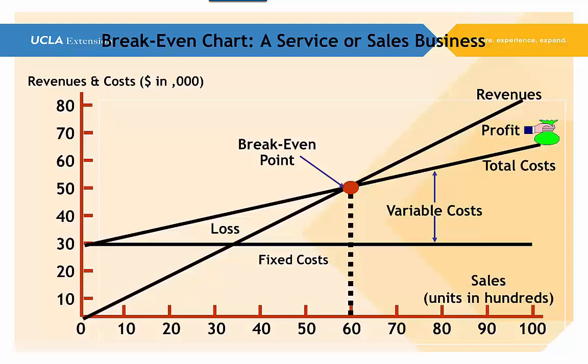And you can see that section, that area that's listed as loss, represents where our revenues are not sufficient to overcome the fixed costs and the variable costs.